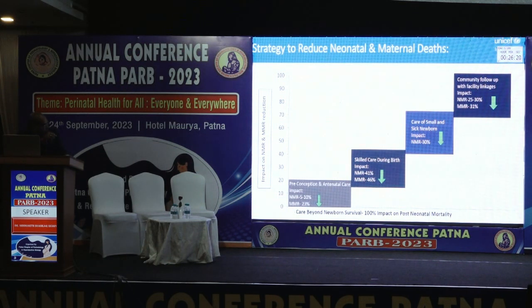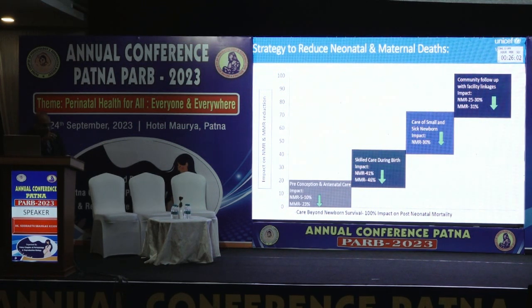Generally we focus on the middle two parts of this life cycle approach. We focus on skilled care during birth at health facilities, and also on the care of small and sick newborns at the health facility. We focus on these two parts because they have an impact on reducing neonatal and maternal mortality. But we forget about the first part, preconception and antenatal care, which contributes around 23% of maternal mortality and around 10% of neonatal mortality.